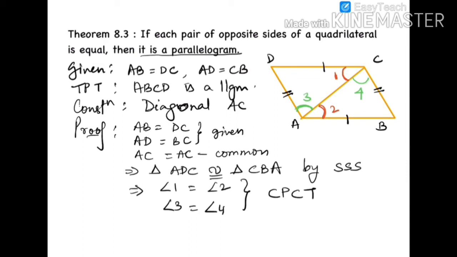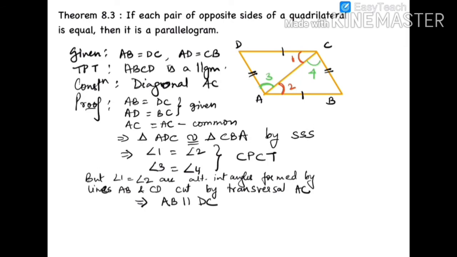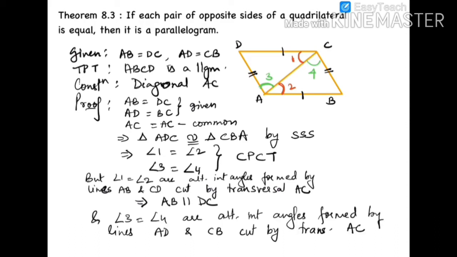Now if angle 1 is equal to angle 2, they form alternate interior angles with lines DC and AB cut by transversal AC. So we can say that AB is parallel to DC. Similarly, angle 3 and angle 4 form alternate interior angles with lines AD and CB, cut by transversal AC. So this implies that AD will be parallel to CB. Let's mark these results as 1 and 2.